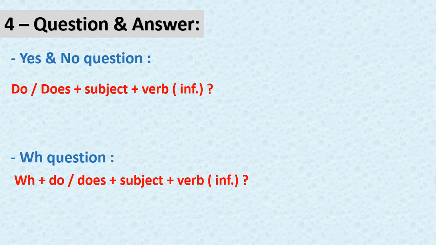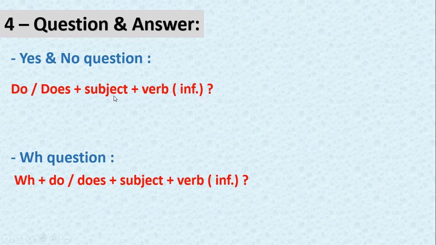Does he live in Maadi? Yes, he does. Or no, he doesn't. Like that. So you ask about information. Does he work as a teacher? Yes, he does. Or no, he doesn't. Like that. Does he like watermelon? Yes, he does. No, he doesn't. Like that.